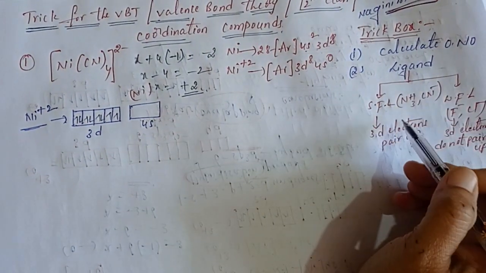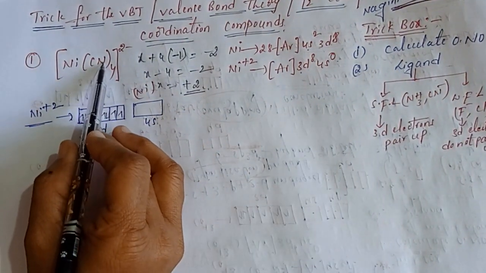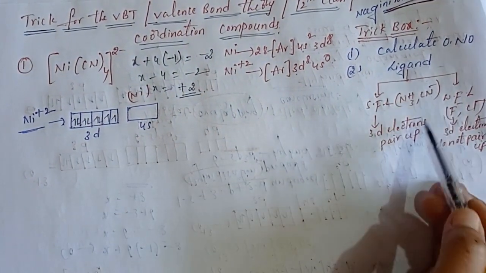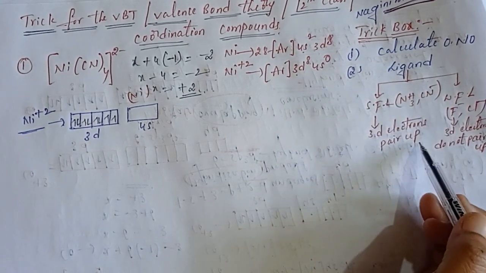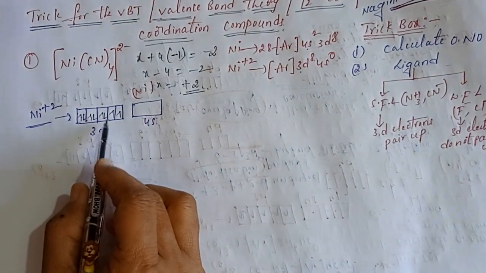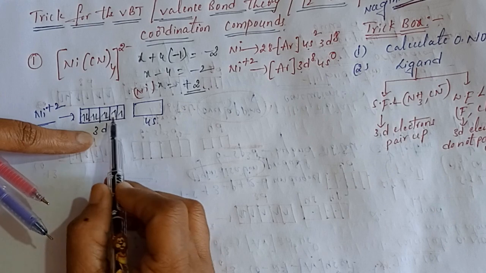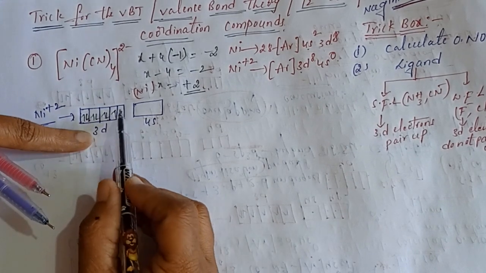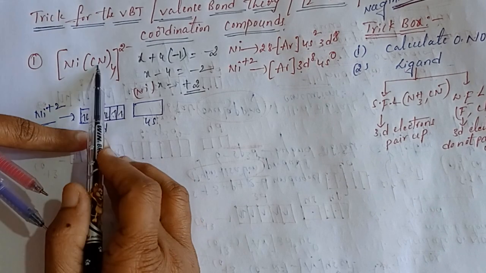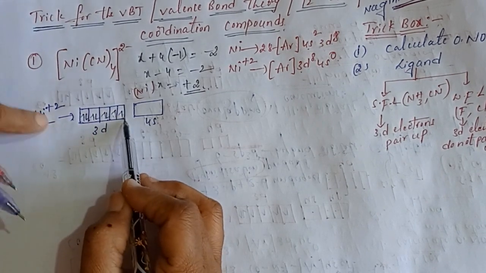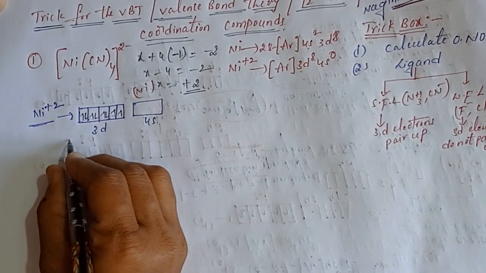Now the second trick is the ligand. You have to identify whether it is a strong or weak ligand. Yes, CN minus is a strong ligand. So because it is a strong field ligand, the 3d electrons pair up. Two of these electrons are unpaired, so they will come over here and get paired. Because of the strong ligand, we will get one vacant orbital. This electron is jumping to here.